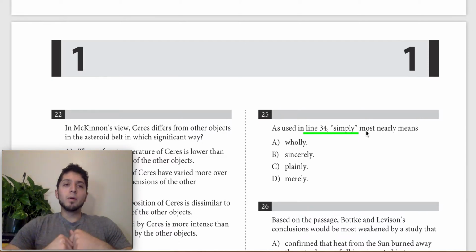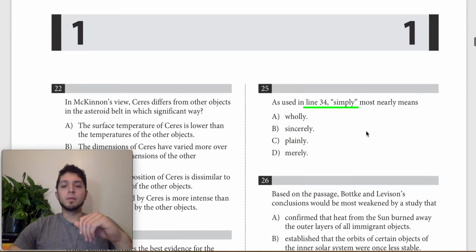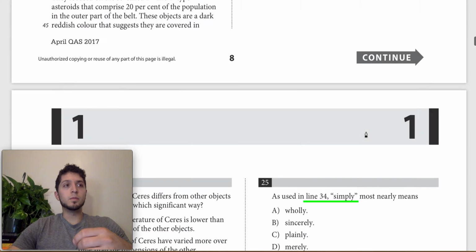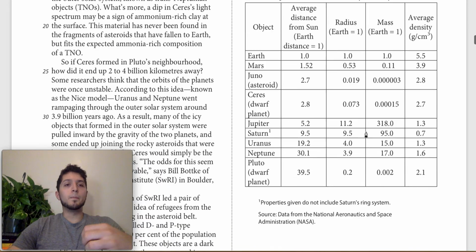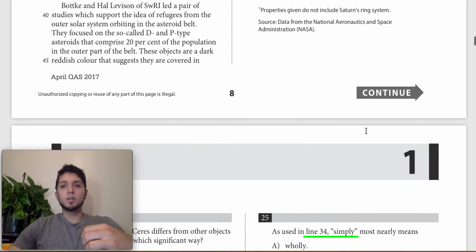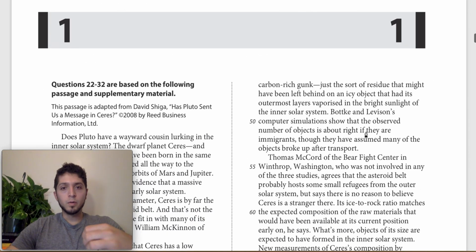To be honest, I don't have a major methodology for these types of questions yet. A lot of it just has to do with familiarity with the word, with the different ways in which they can be used, and with the different nuances that you can bring to them. So let's go back to line 34 and look at it real quick.